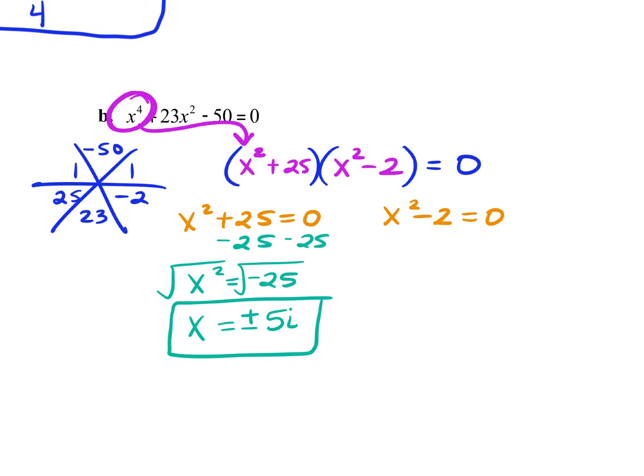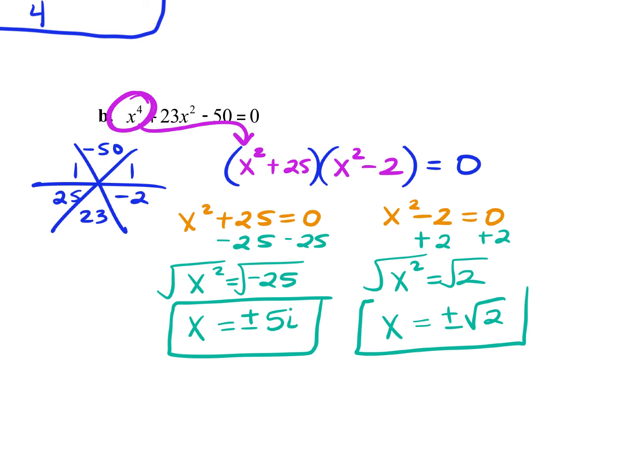Okay, next one. What do we do? Add 2. So x squared equals 2. Then what? Square root, both sides. So x equals plus or minus square root of 2. There's nothing you can do with that, so you just leave it as is.